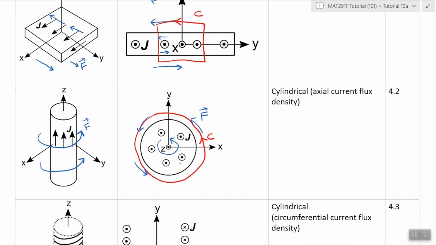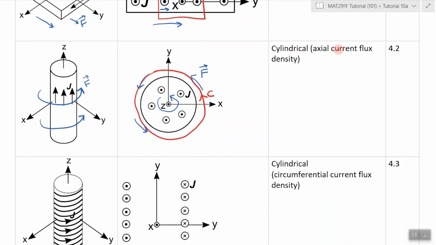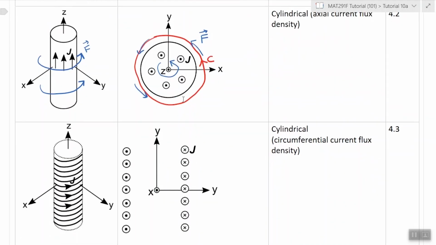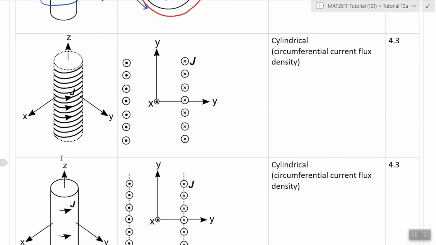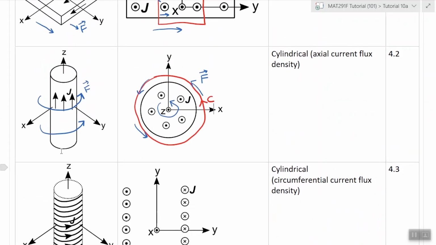There is another option. The reason why I'm specifying the kind of current density is because in a cylinder, you could also have a situation like this, where the current is flowing circumferentially. And this is discussed in section 4.2.